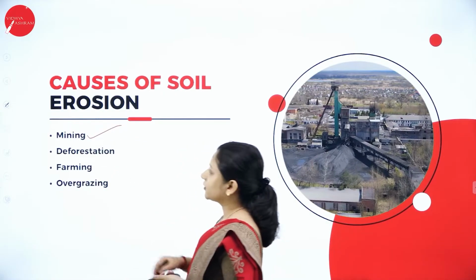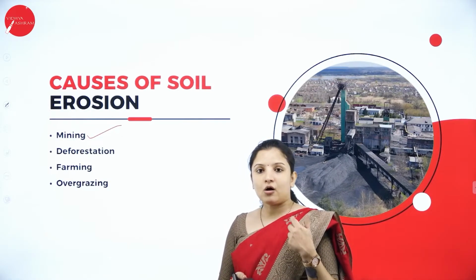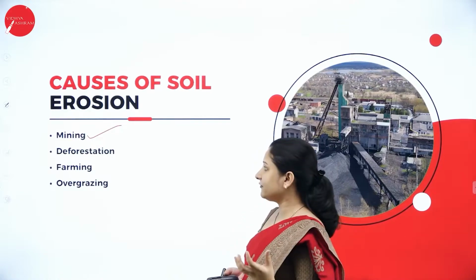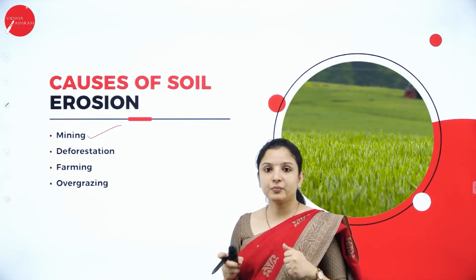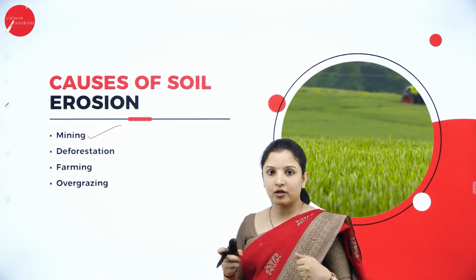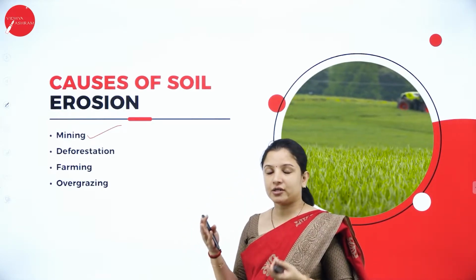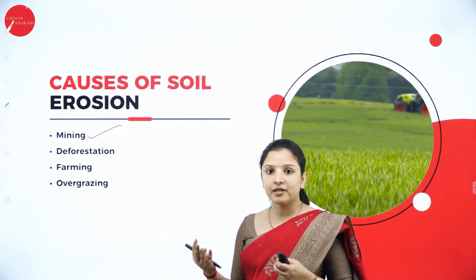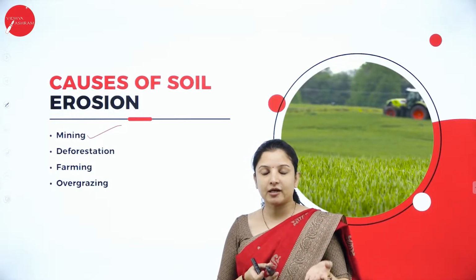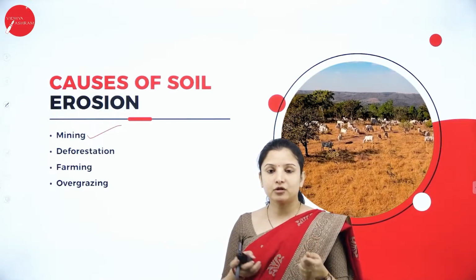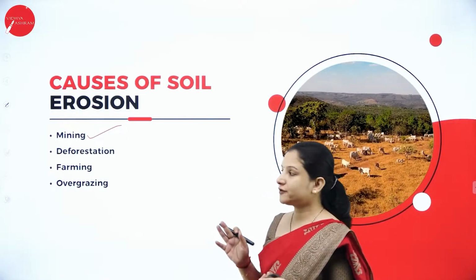Mining is one of the causes of soil erosion. So what is mining? Extraction of minerals, metals, and all that from the earth's crust, the earth's surface, right? During mining, a lot of heavy equipment is used for drilling the soil. That will lead to land degradation and therefore soil erosion. It will loosen the soil. You might have seen in some mining sites where trees completely vanish because the soil has become loosened by the use of heavy drilling machines for mining purposes. So mining is one of the causes of soil erosion.